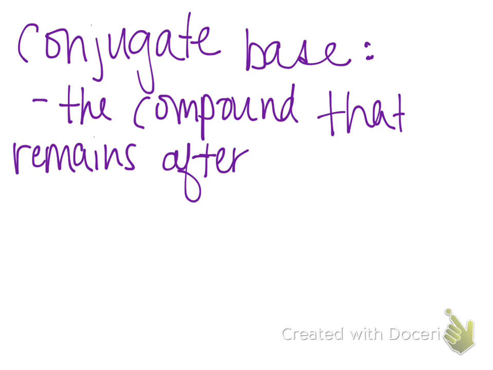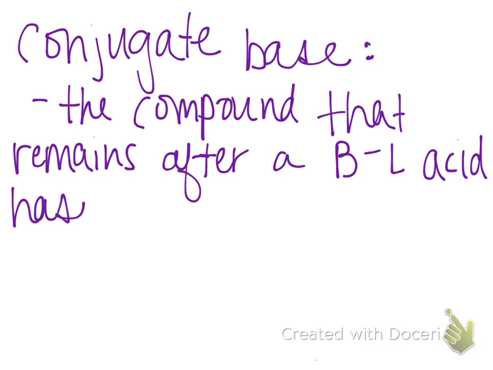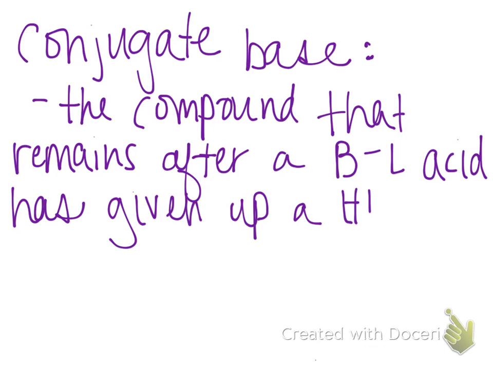The compound that remains after a Bronsted-Lowry acid has given up a proton. That's how I abbreviate proton, because we know protons are really trading of hydrogen ions. So a conjugate base is the compound or the species that remains after a Bronsted-Lowry acid has given up its proton. So I'm going to write up a chemical reaction here.